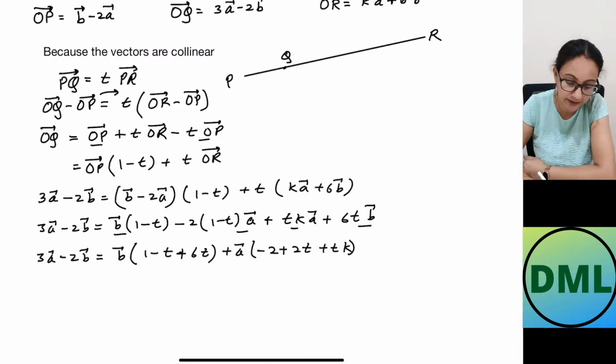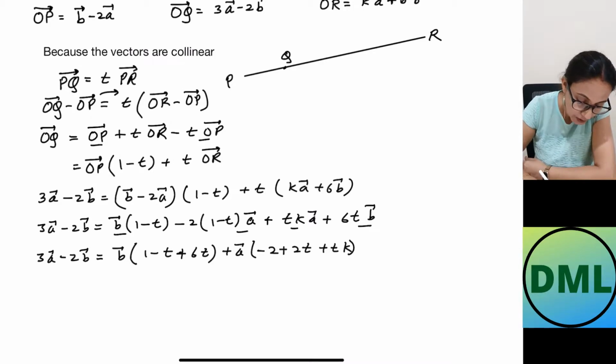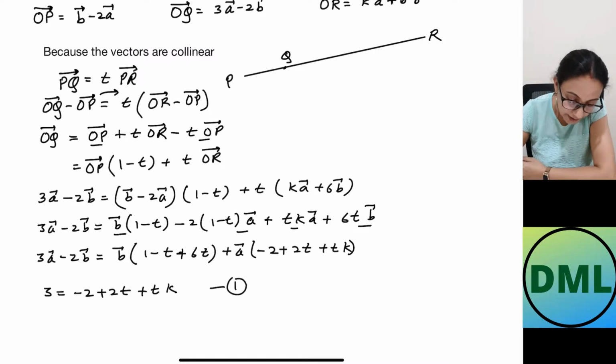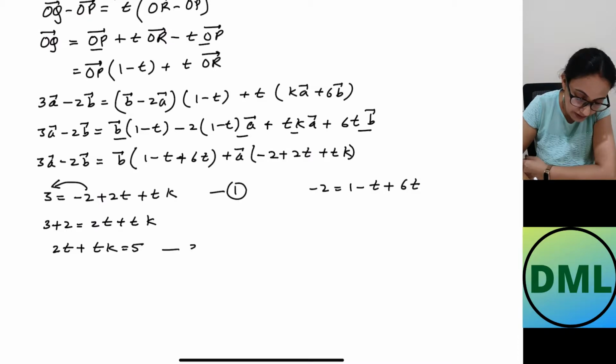Now I can compare the vectors A and B on the left hand side and right hand side separately. Equate the vector A first. So we get 3 is equal to minus 2 plus 2T plus TK. This is my first equation. If I equate the vector B, then I get minus 2 is equal to 1 minus T plus 6T. Now move this minus 2 to the left hand side: 3 plus 2 is equal to 2T plus TK. So 2T plus TK is equal to 5. This is my third equation.